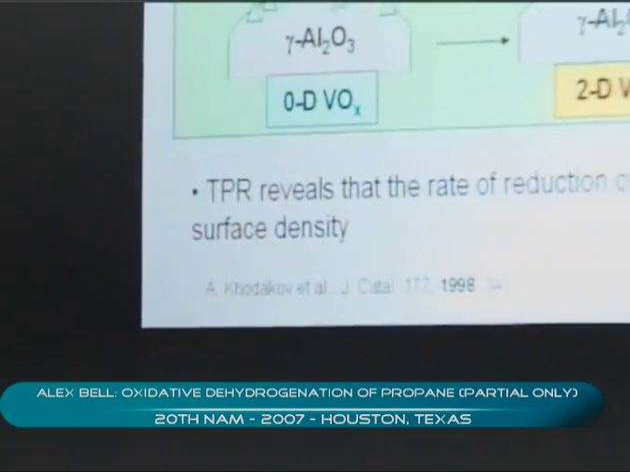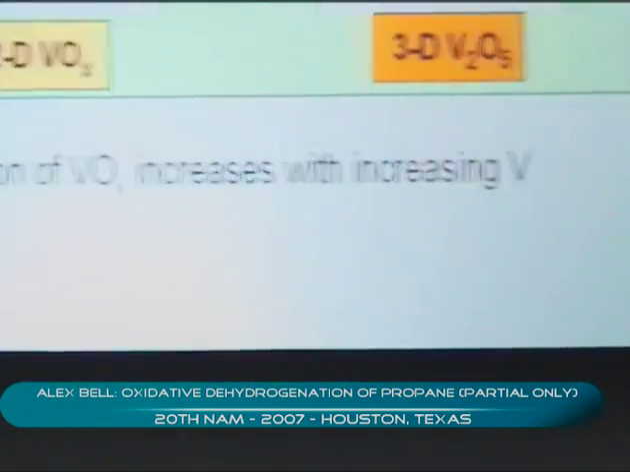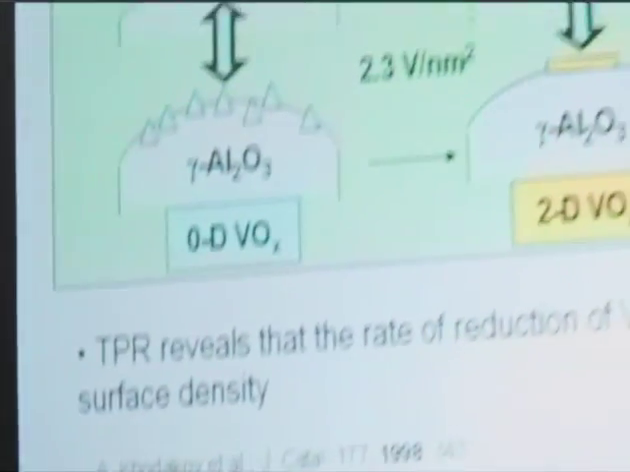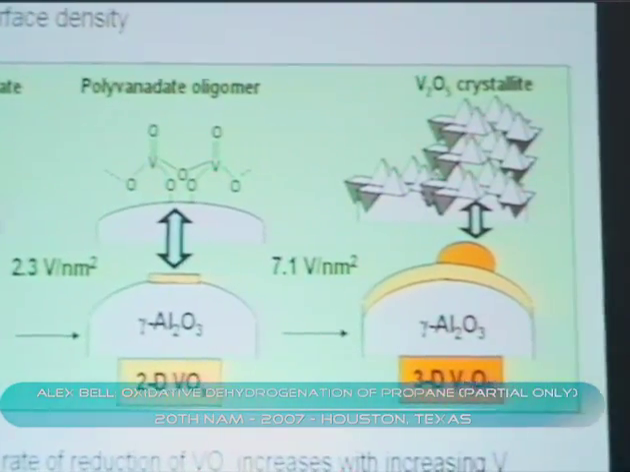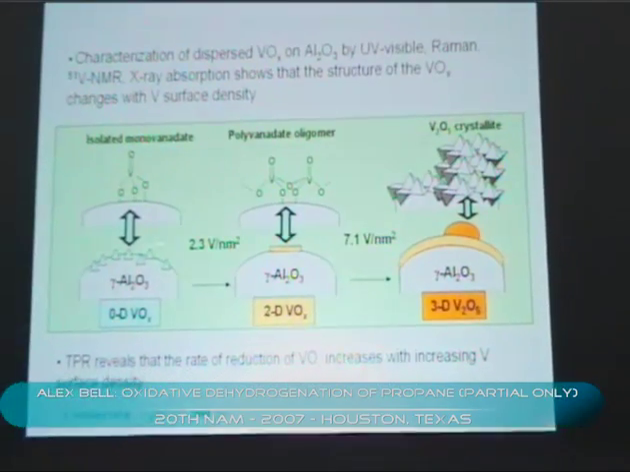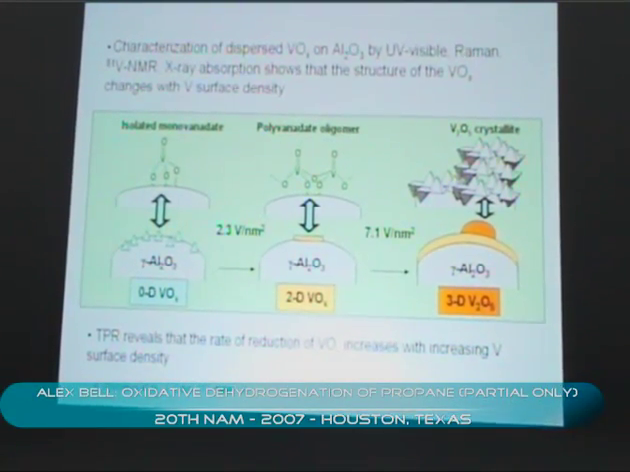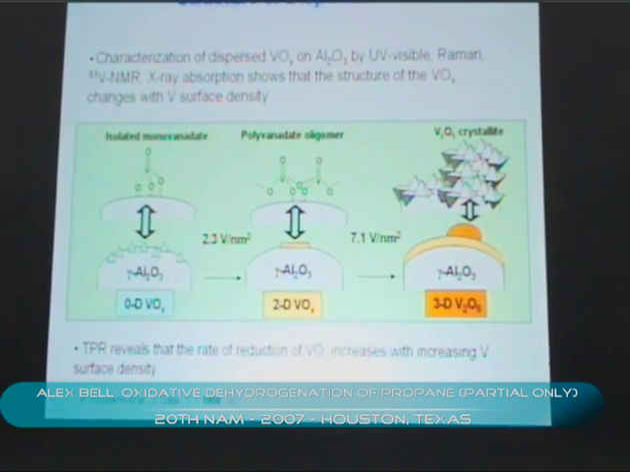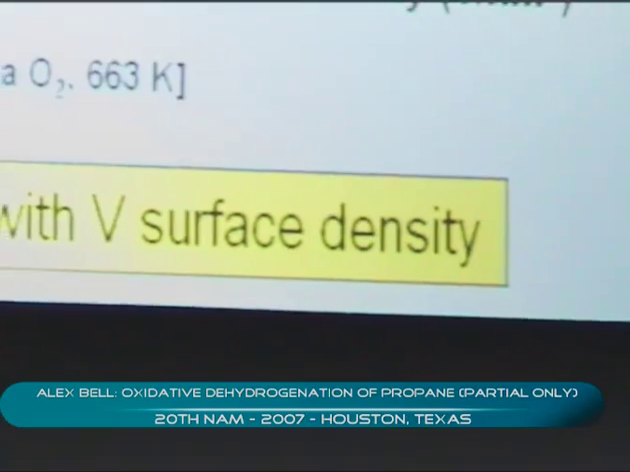At the end of this, you can make a monolayer of vanadia, and immediately you start growing three-dimensional structures that have the characteristics of V2O5 nanocrystallites. So notice that the loadings are expressed in units of vanadium atoms per square nanometer. So below 2, you have monovanadates, above 2, polyvanadates, and above 7 or so, you begin to form crystals. And we ask whether this has any impact on catalysis, and I show you here that it very definitely does.